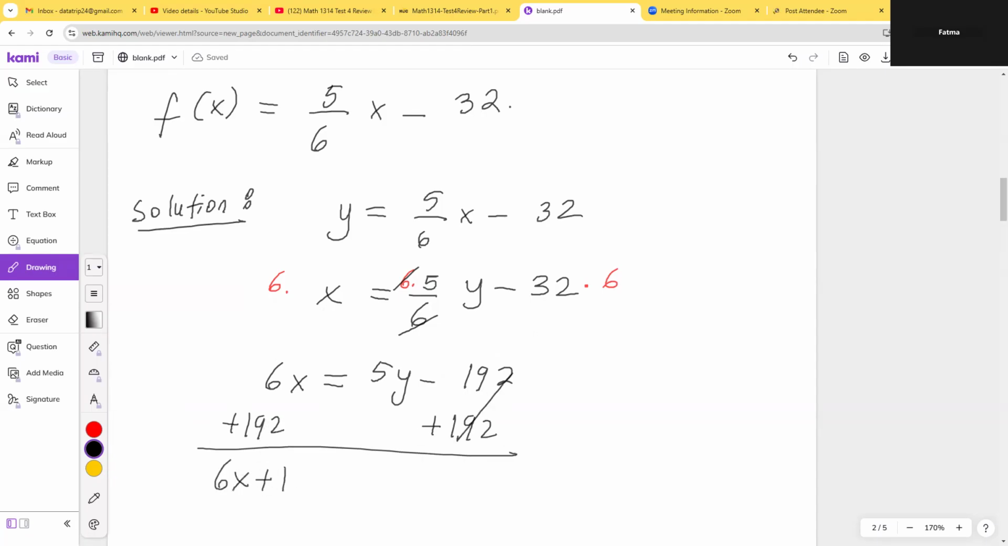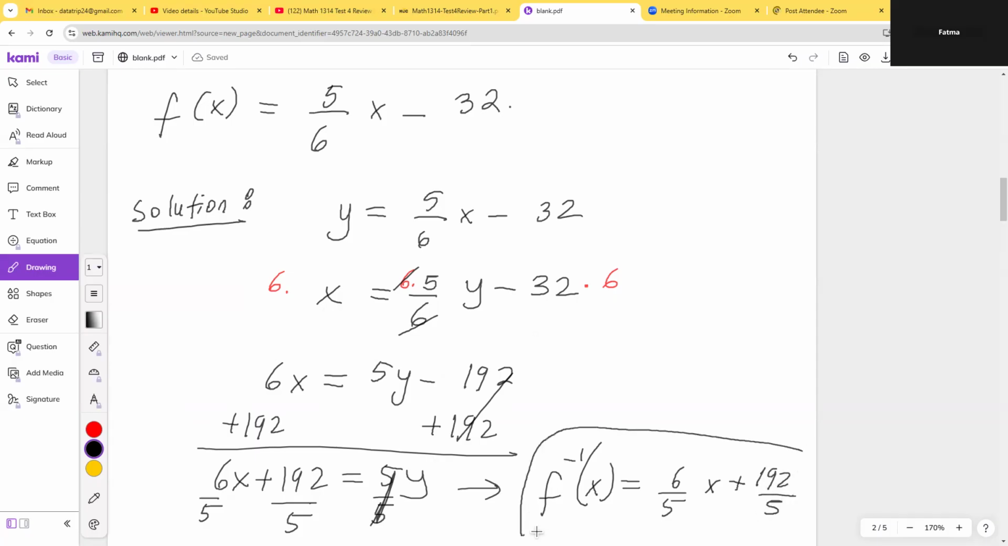6x plus 192 is 5y. Finally, we're just going to divide each side by 5. So the expected answer is f to the power of negative 1 of x, because instead of calling this a y, we're just going to call it inverse function. The answer will be 6 over 5 x plus 190 over 5.